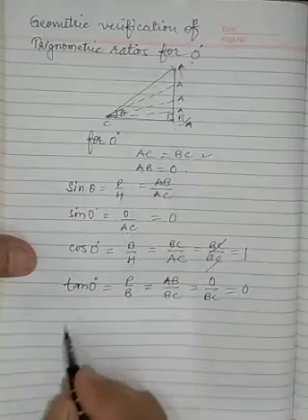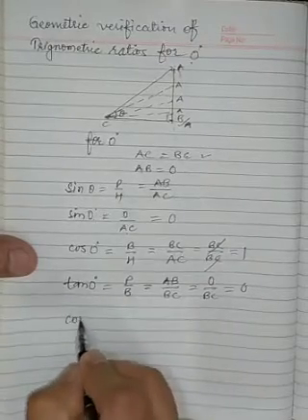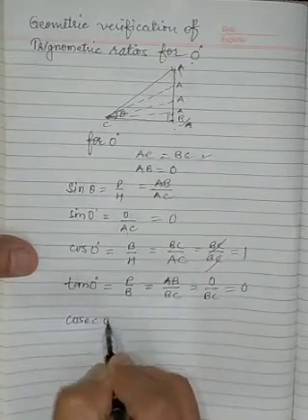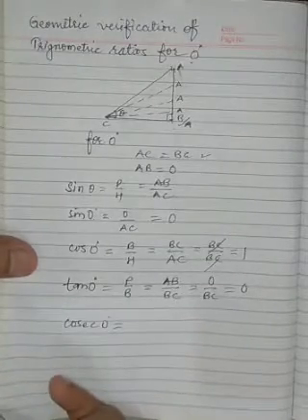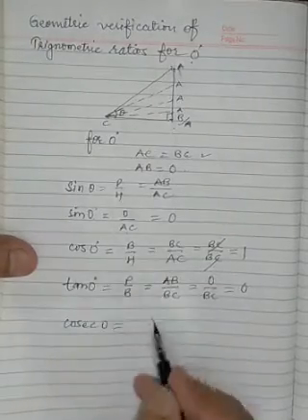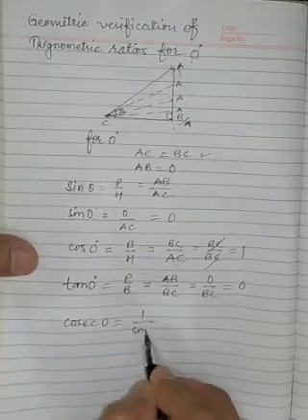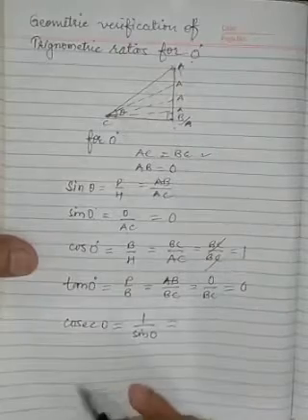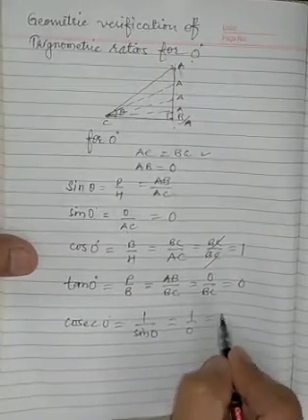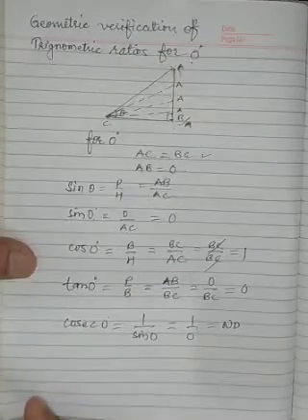Also, we can find out the secondary ratios. Cosec 0 degree. Now cosec is the reciprocal of sine. So 1 upon sine 0, and sine 0 is equal to 0. Therefore 1 upon 0 is not defined.